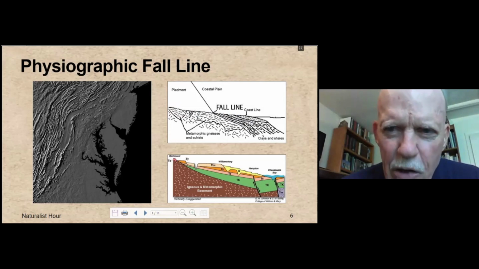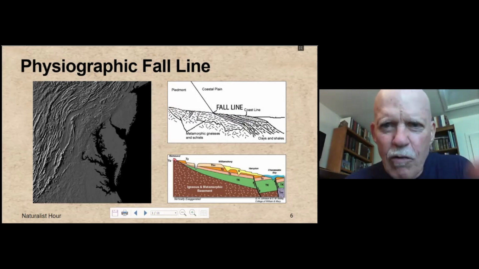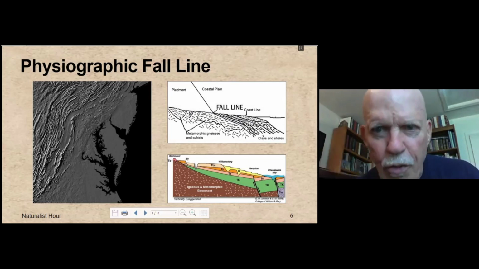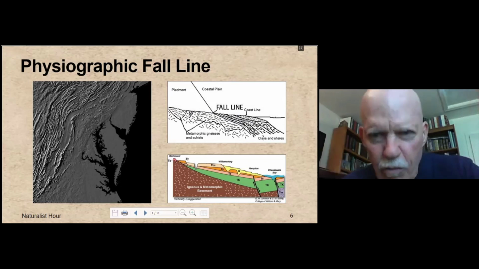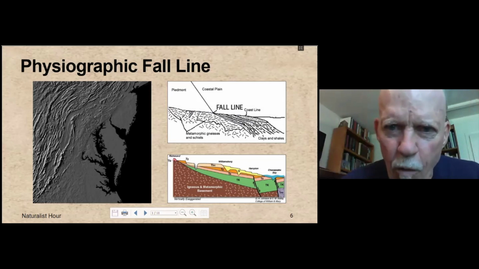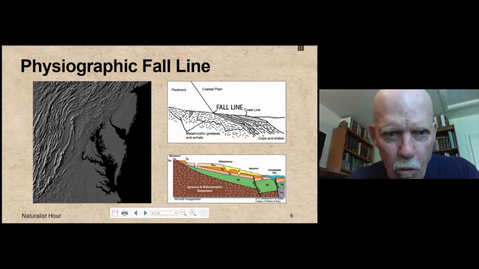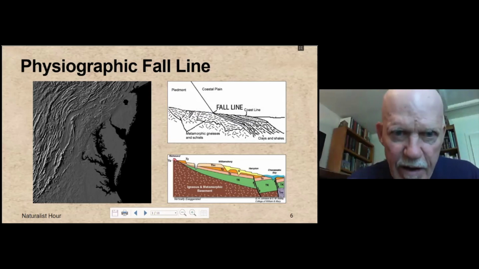This is typical of that fall line up there, that boundary between sedimentary layers to the east or south and hard rock underneath the weathered material to the north and the west. That is typical of this whole fall line area right here.